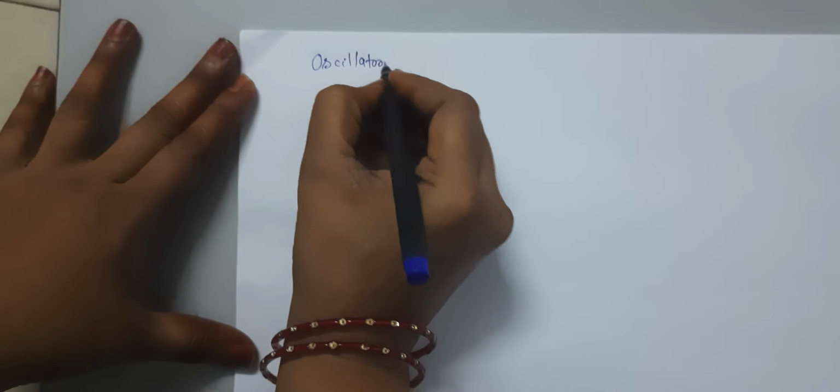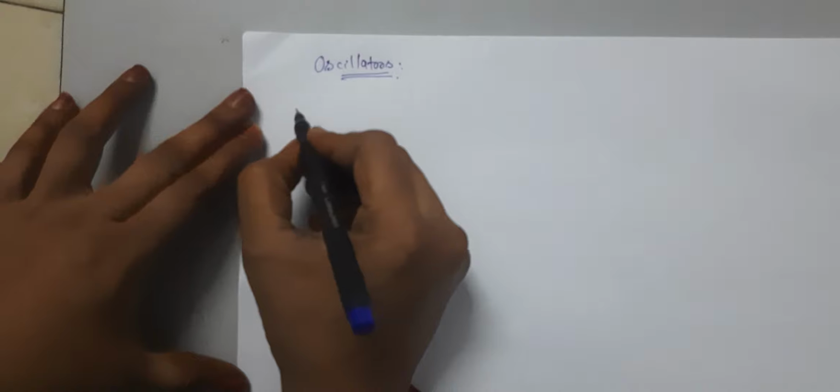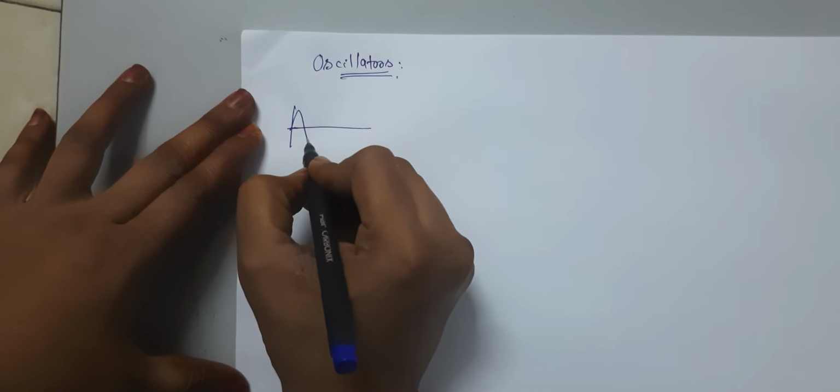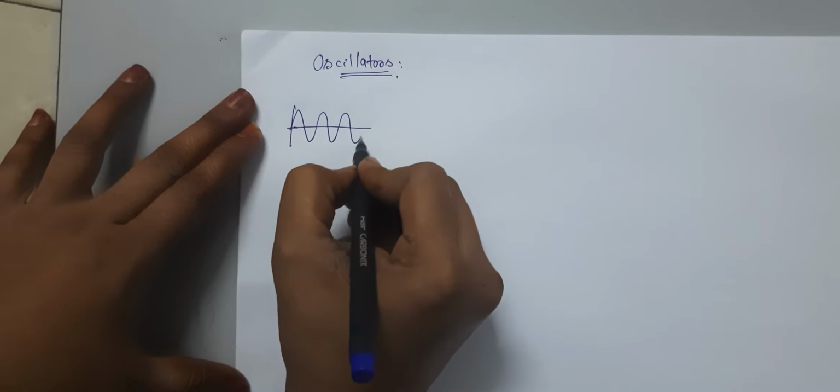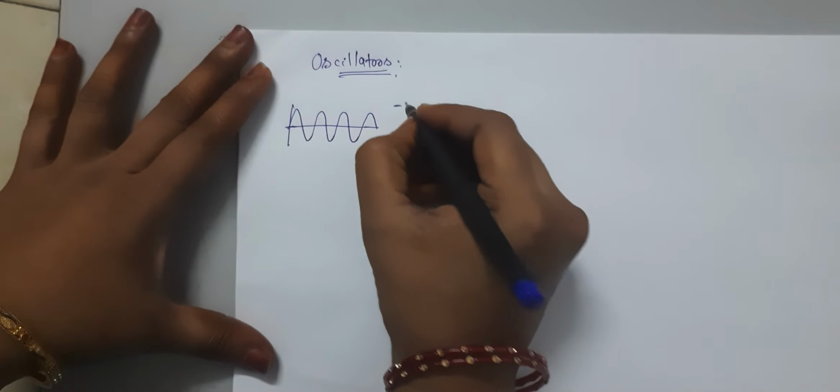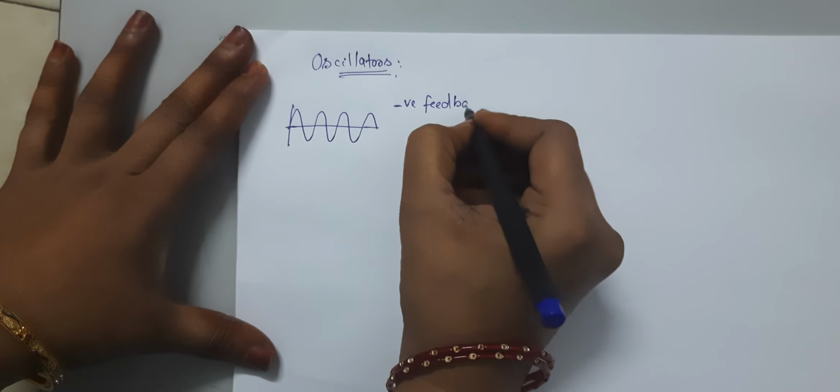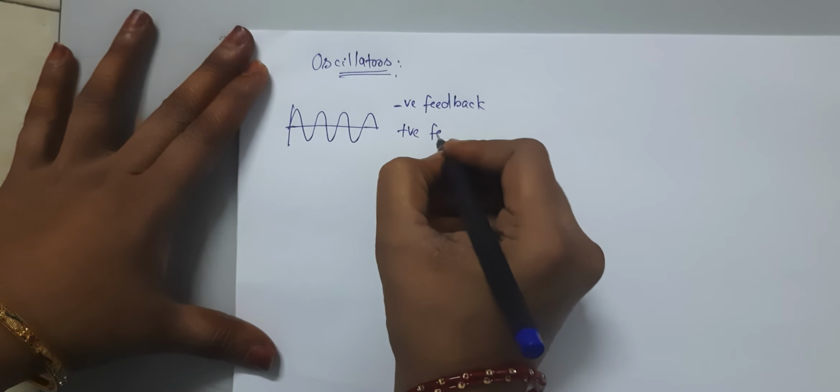So good morning students. Today's topic is oscillators. An oscillator is an electronic circuit which produces oscillations. So these are the oscillations. Generally, an oscillator uses positive feedback. We have two types of feedback, positive feedback and negative feedback. Negative feedback is used in amplifiers and positive feedback is used in oscillators.